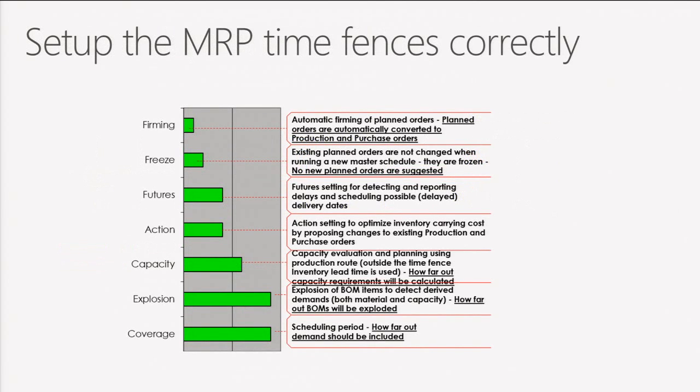This is probably a slide that you have seen many times before. It's about the relationship between the time fences. In MRP there are lots of time fences all over the place, and it has a very good runtime impact if the relative size is as in the chart here. Of course the shortest time fence should be the firming one, then the freezing, then calculating delays and suggestions, then considering capacity for production, and then doing explosion and coverage. Any other mix will potentially slow down and confuse MRP quite a lot.